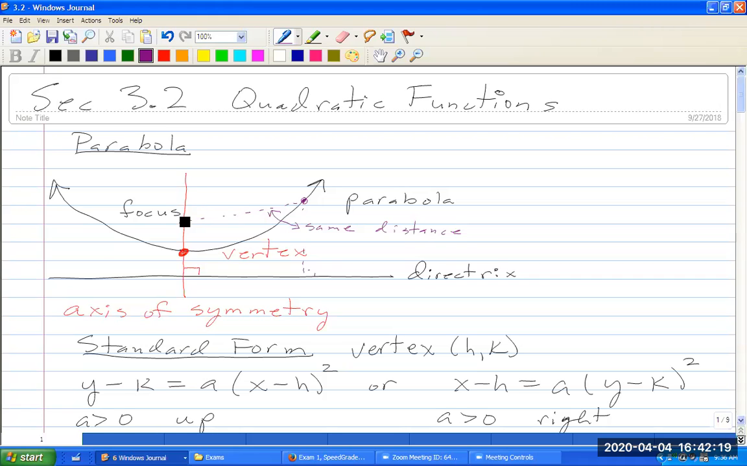So a point called the focus and the directrix, a line, will uniquely determine a parabola. The line passing through the focus perpendicular to the directrix I will call the axis of symmetry, and the intersection between the axis of symmetry and the parabola will be called the vertex.